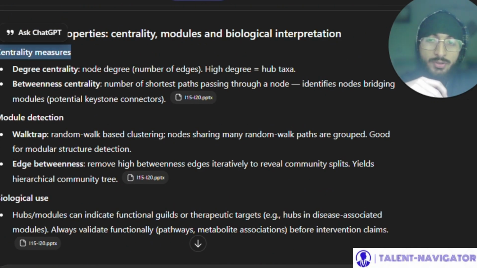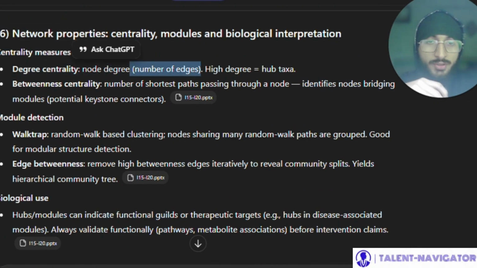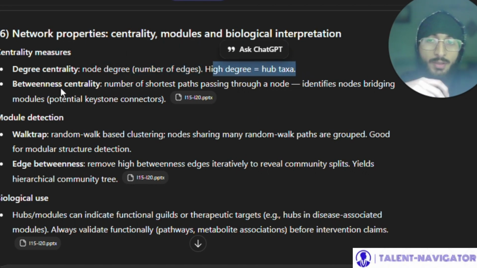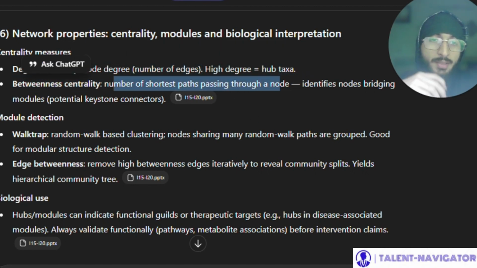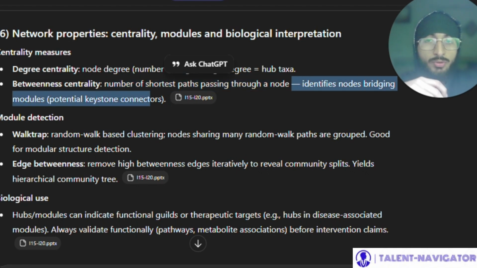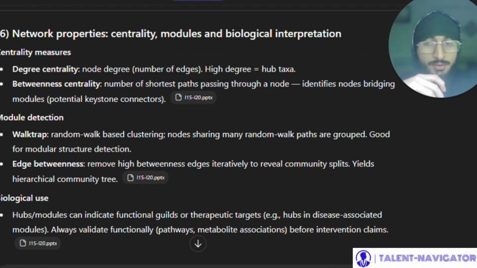Now moving on, centrality measures. Degree centrality is basically the node degree, that is the number of edges. When we have high degree, we have hub taxa. And we have betweenness centrality, that is the number of shortest paths passing through a node. It identifies nodes bridging modules, which are potential keystone connectors.